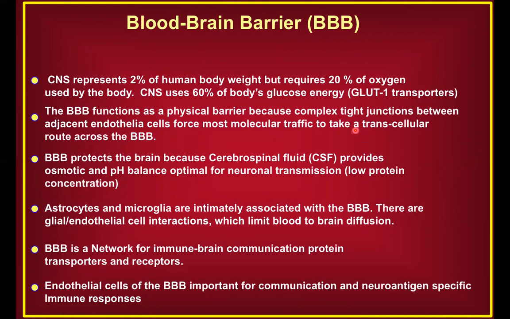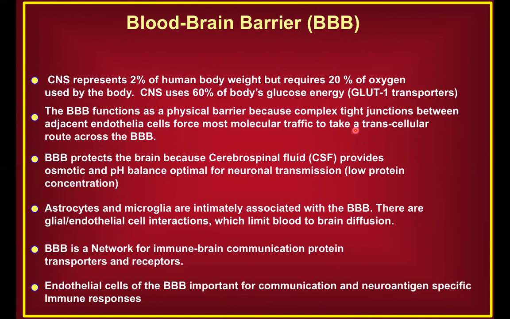The blood-brain barrier protects the brain because the CSF provides osmotic and pH balance, optimal for neural transmission, with a very low protein concentration. That's really one of the keys. We'll talk about this: there are two fluids, the interstitial fluid and the CSF. It turns out that having high protein, high iron, and a lot of cells in the buffer system of the brain is very bad. So there's a whole reason why the brain is bathed in interstitial fluid and CSF as opposed to blood. We know that astrocytes and microglia are intimately associated with the blood-brain barrier, and the astrocyte end feet actually make that glia limitans.